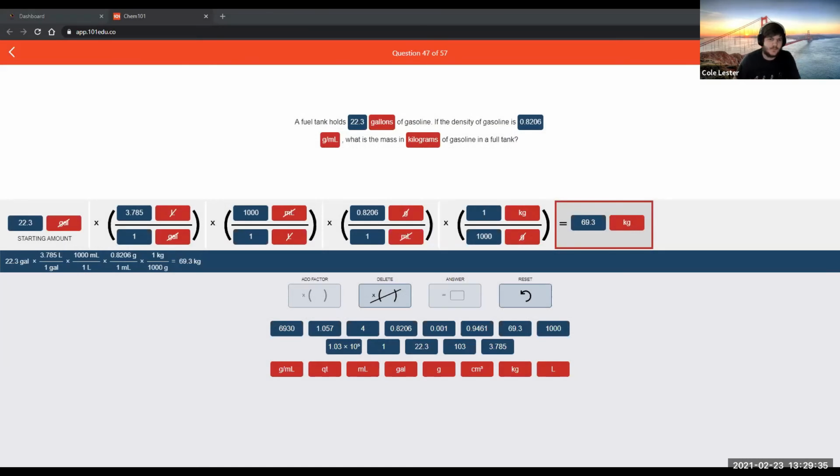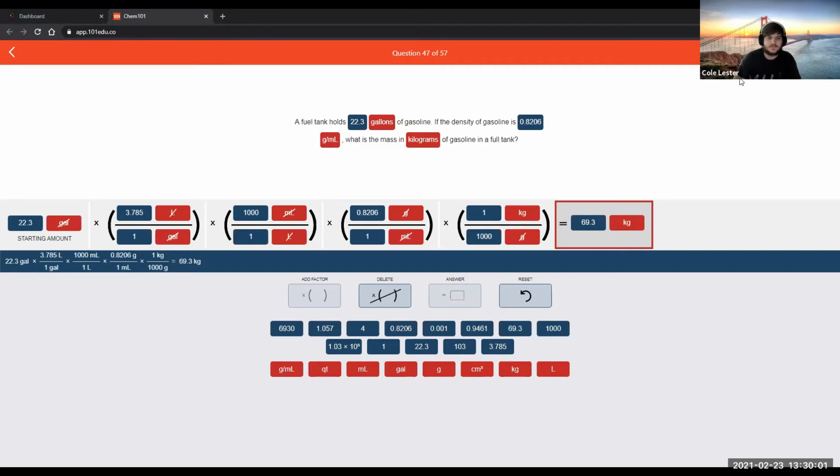Okay. So a fuel tank holds 22.3 gallons of gasoline. If the density of gasoline is 0.8206 grams per milliliter, what is the mass in kilograms of gasoline in a full tank? And it saved my work, so.